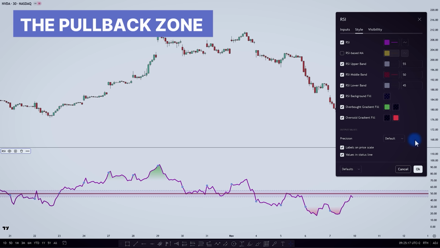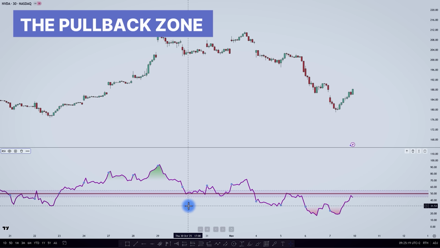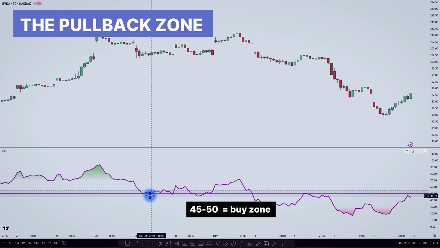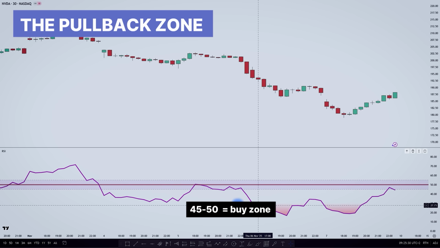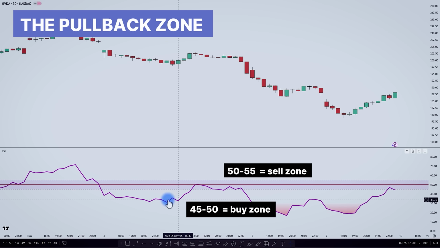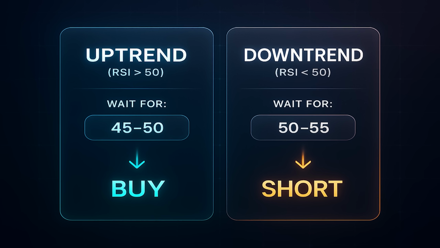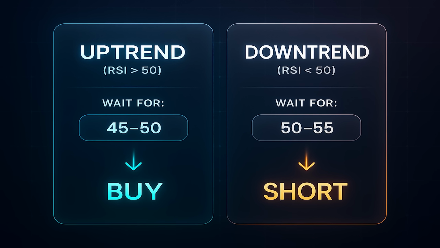In uptrends, when RSI is above 50, wait for it to pull back to the 45 to 50 zone. That's your buy zone. The trend is taking a breath before the next leg up. In downtrends, when RSI is below 50, wait for it to rally to the 50 to 55 zone. That's your short zone. Here's the exact RSI trading strategy I use.